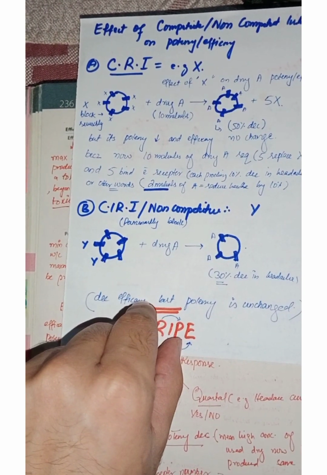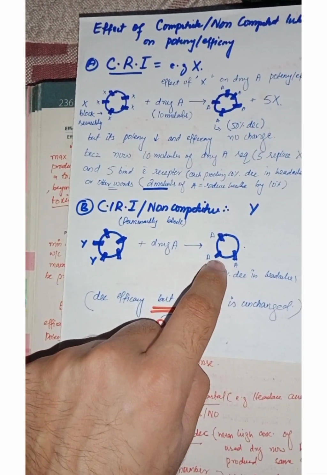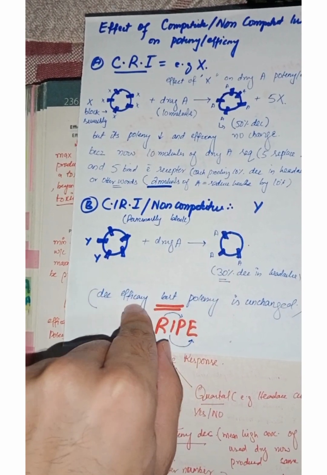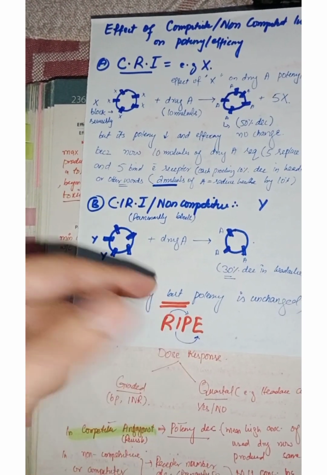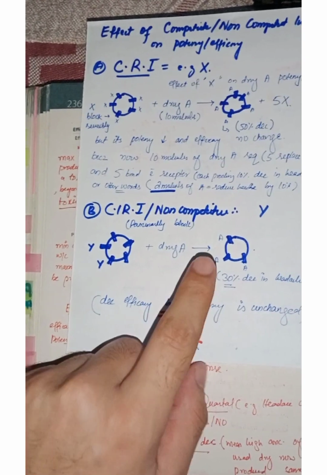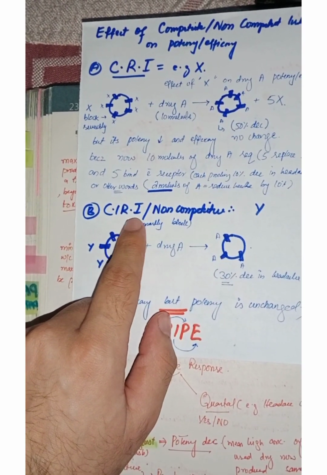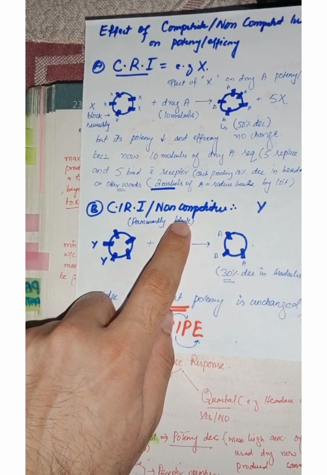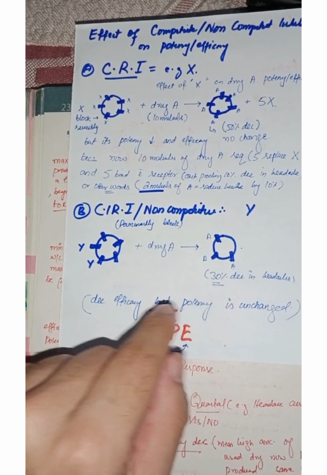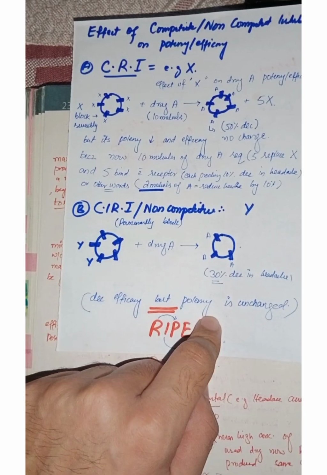Why has the efficacy decreased? No matter how much you increase the concentration of drug A, the effect will not increase by more than 30%. This is just because you have no more functional receptors. So that's why the competitive irreversible inhibitor or non-competitive inhibitors basically decrease your efficacy, but your potency is unchanged.